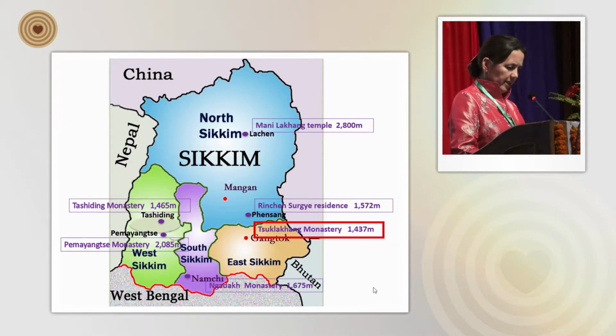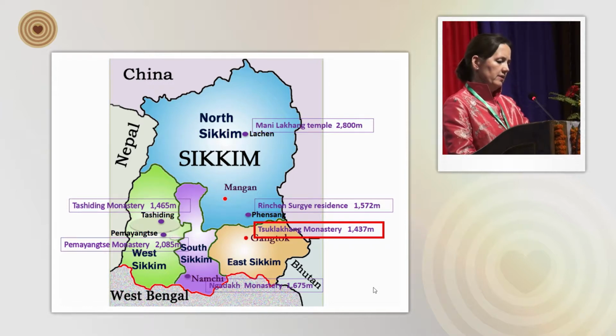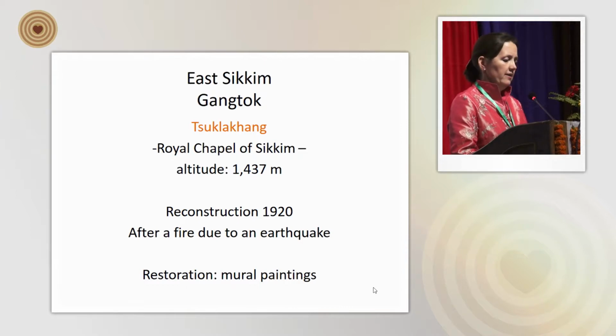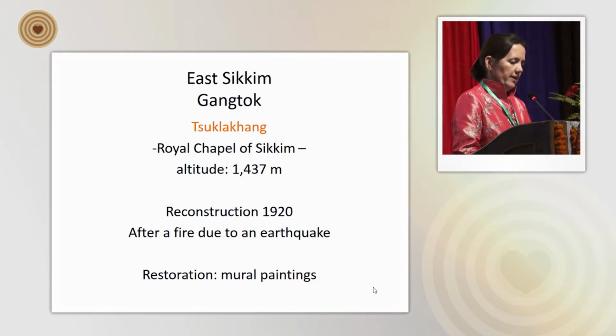And now from the temple structures, I will start with the Tuklakang Monastery, which is in Gangtok, the capital of Sikkim. It's the royal chapel. It belongs to the royal family, and it's at an altitude of 1,400 meters, and had been reconstructed in 1920 after a fire due to an earthquake. Also in Sikkim, there are frequent earthquakes.